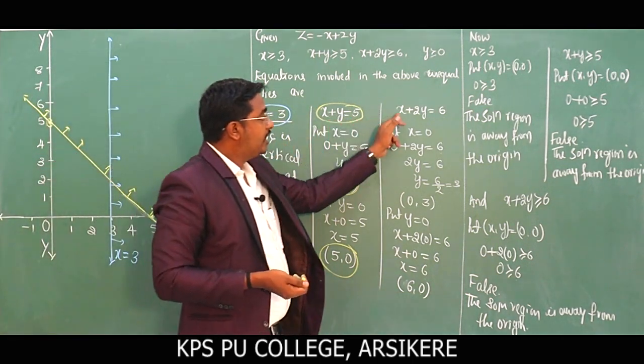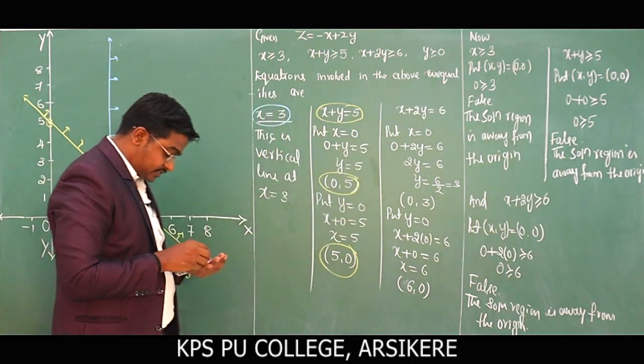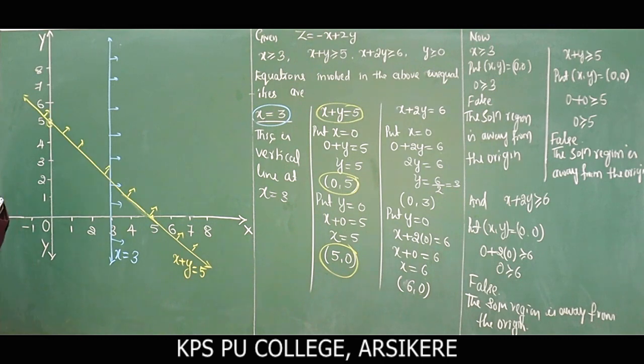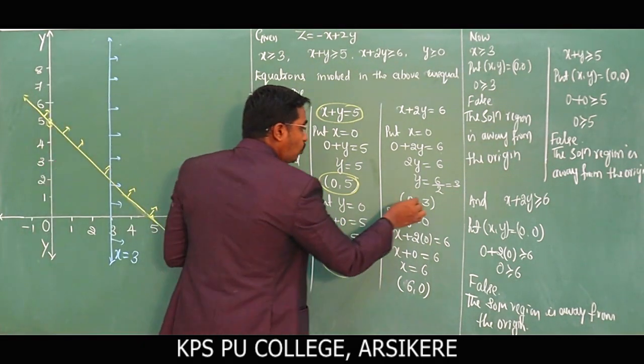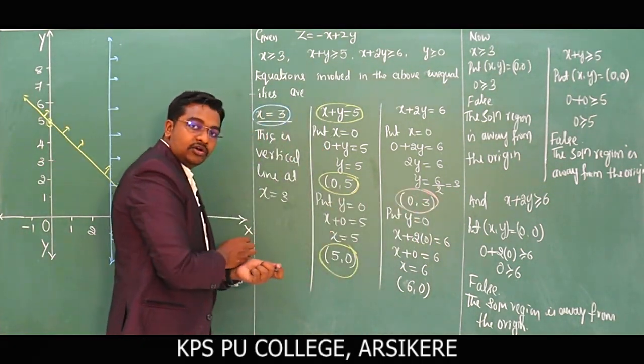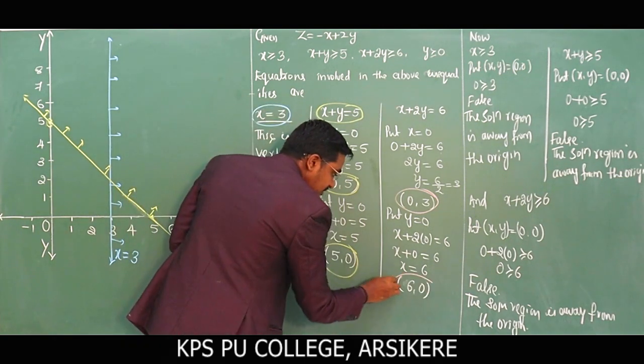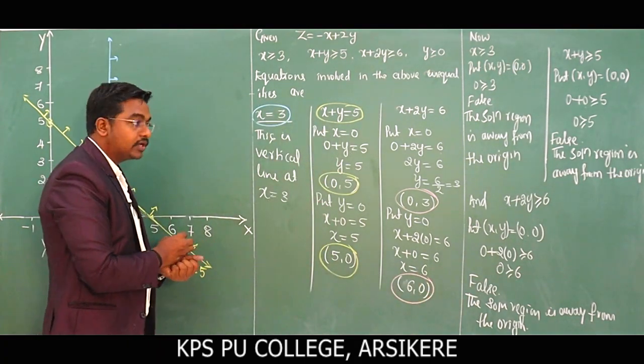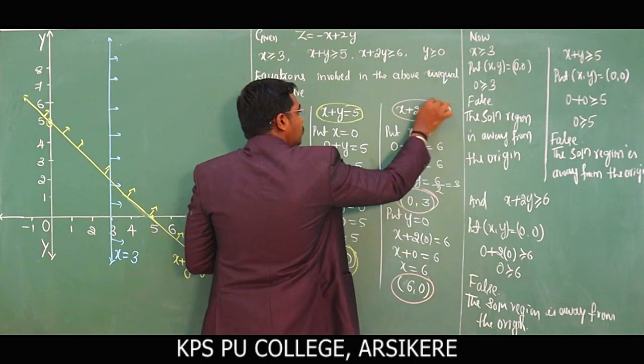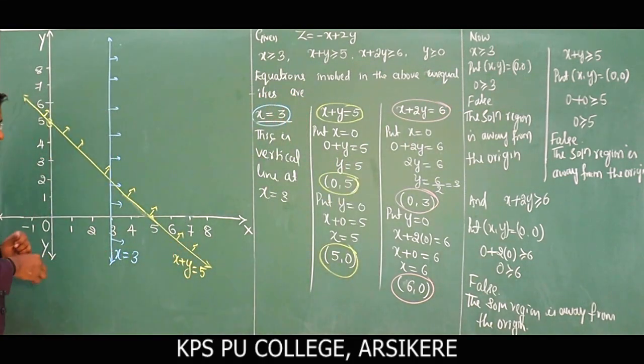Third one is x plus 2y is equal to 6. X plus 2y is equal to 6. What are the corresponding points on the y axis here? (0, 3). For the x axis, (6, 0). Okay, what is the equation? X plus 2y is equal to 6. So now draw the line here.